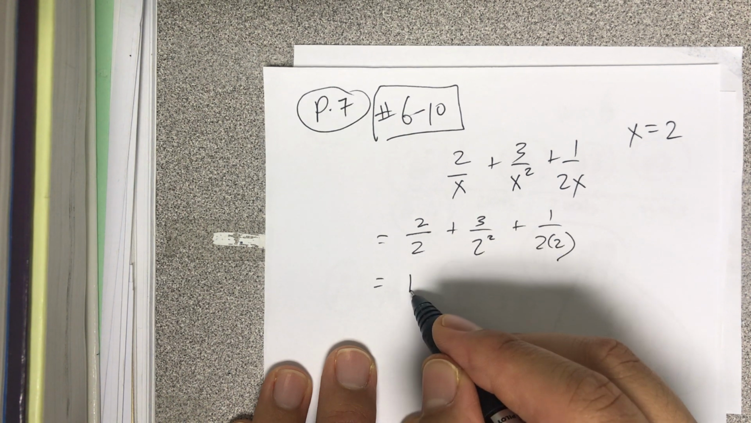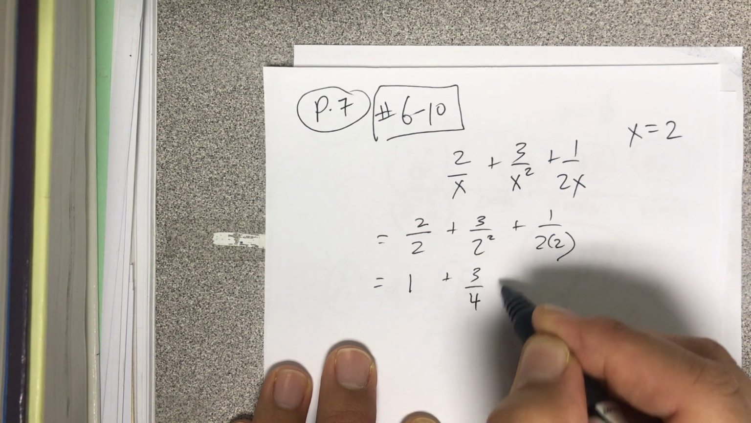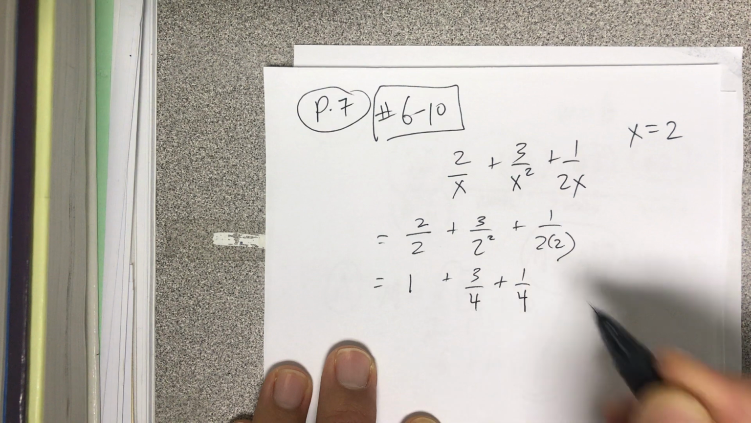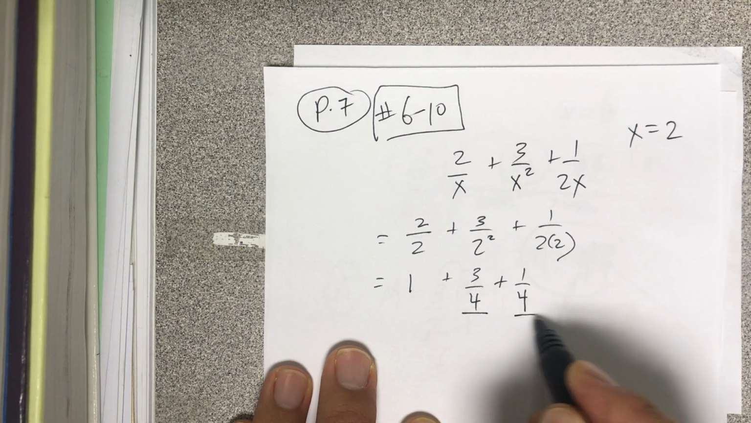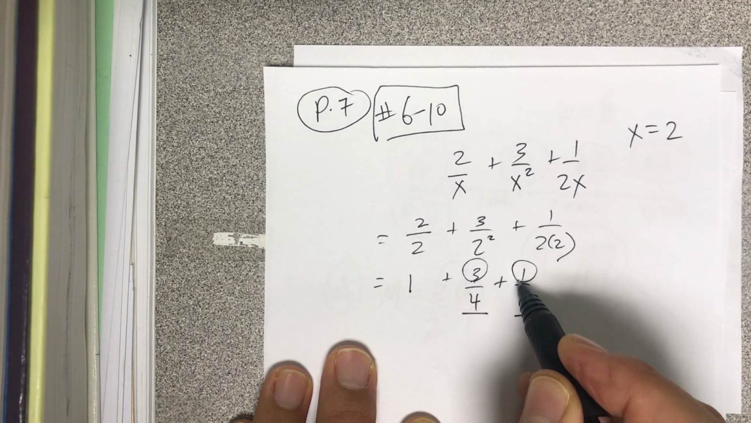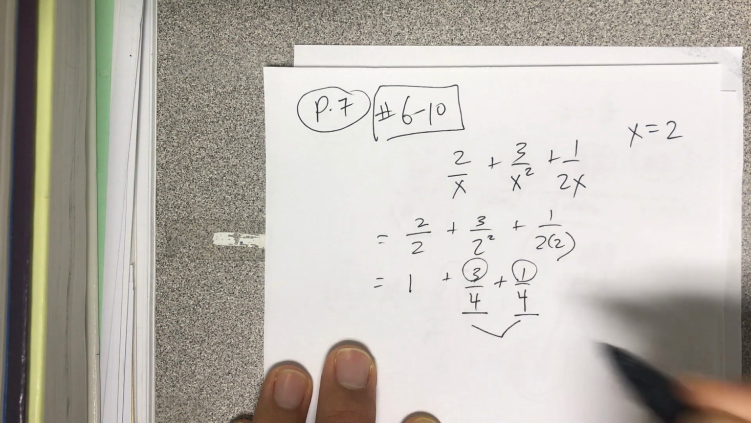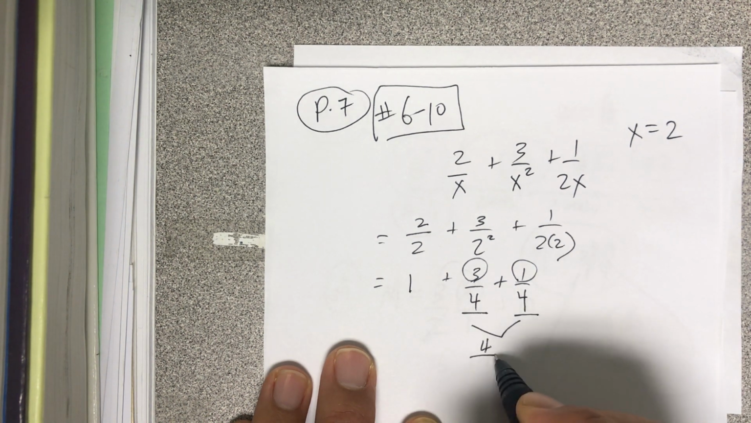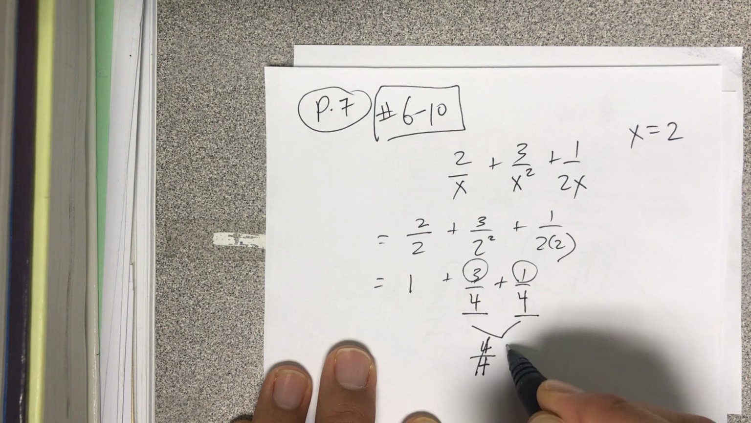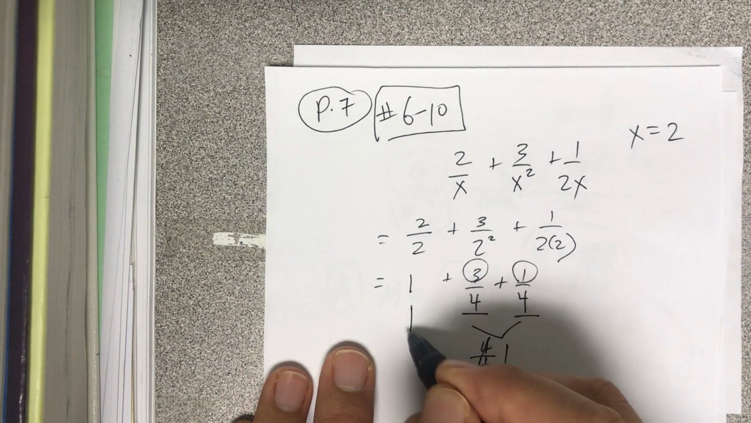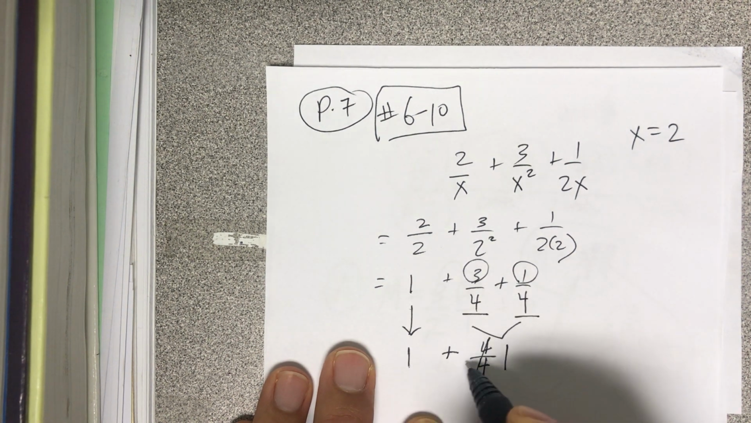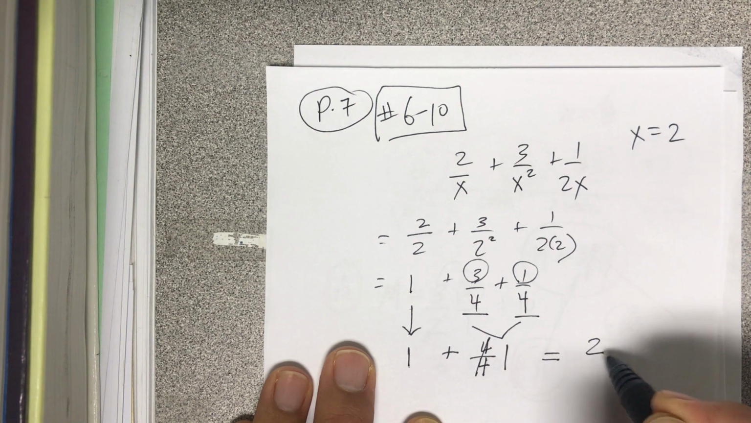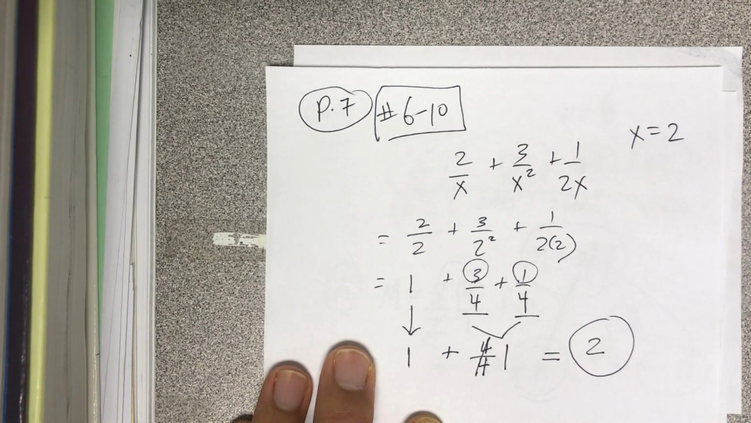That simplifies to 1 plus 3 over 4 plus 1 over 4. Because these are the same, you could add the top two numbers, and these two are going to add up to 4 over 4, which is basically 1. Okay, and bring down this one right here. 1 plus 1 equals 2. So our target number is 2.